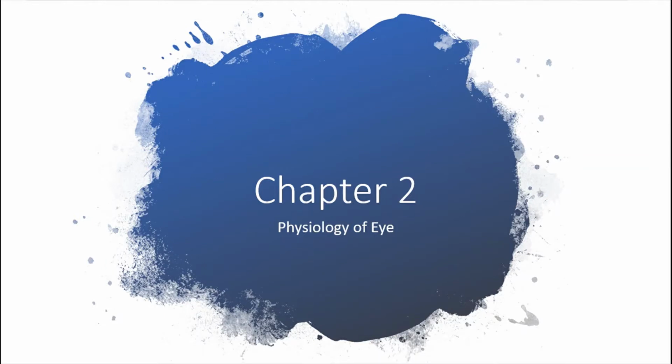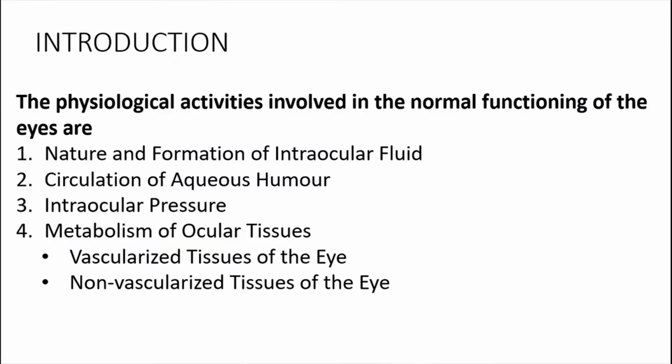Everyone, let's begin with the next chapter of ophthalmology, that is Physiology of Eye. Now if you are able to see this video properly, that means your eye is doing good. That means your eyeball is stable. What do I mean when I say stable? Stable means your eyeball is having normal intraocular pressure as well as the components of your eyeball are also doing fine. Now, how are these physiological activities which are involved in the normal functioning of your eye maintained?